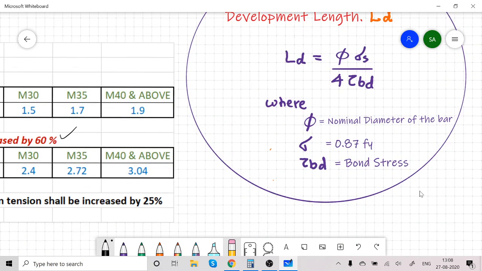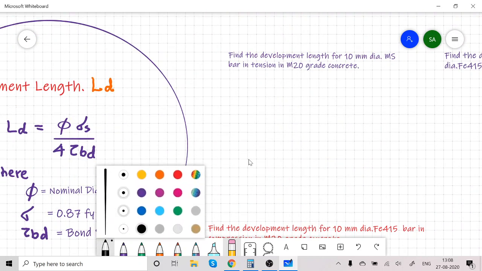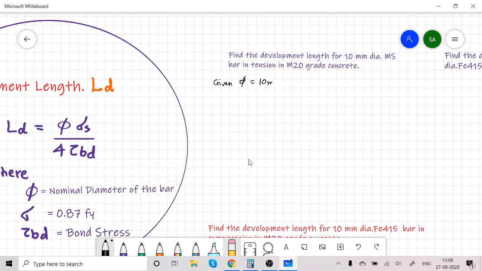Now let us consider one example in which it is mentioned: find the LD, development length, for a 10 mm diameter bar. Given: diameter of the bar is 10 mm, it is mild steel, so Fe250, in tension, and grade of concrete is M20. So the solution for this, as we know, LD is equal to phi into sigma s divided by 4 tau BD.